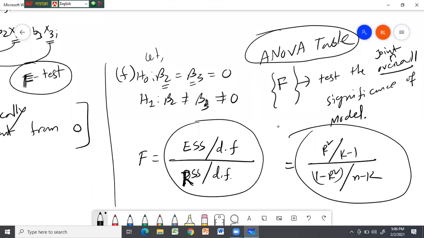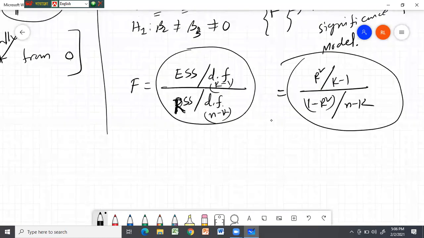Degrees of freedom means k minus 1 here, and here it is n minus k. Okay, or it can also be calculated by R square in the numerator portion divided by the corresponding degrees of freedom, and in the denominator portion, 1 minus R square divided by n minus k. Okay, you can go for either approach to calculate the F test value.